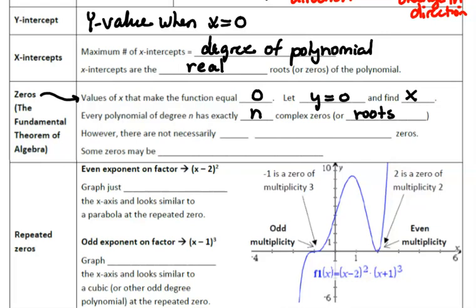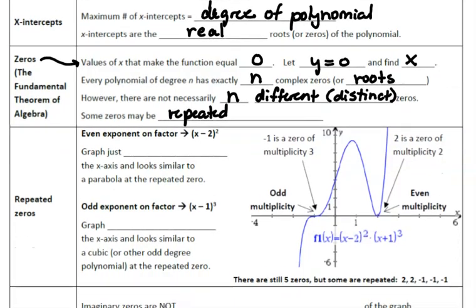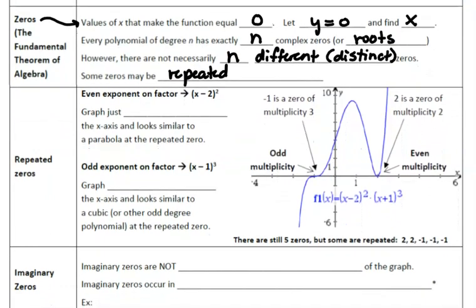However, there are not necessarily n different or distinct zeros. When you see the word distinct in math, it means the same as different. There might not be n different zeros. Some zeros may be repeated. We're going to look at an example of that in the next box here. You saw some examples where you had some repeated factors. It turns out repeated factors give you repeated zeros.